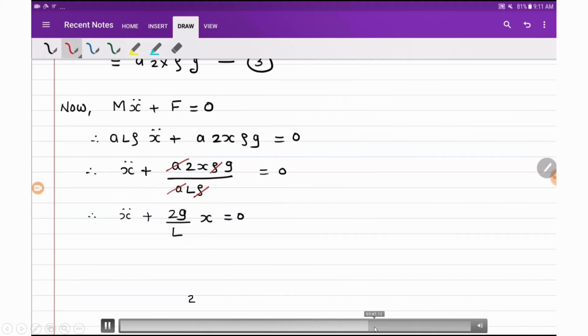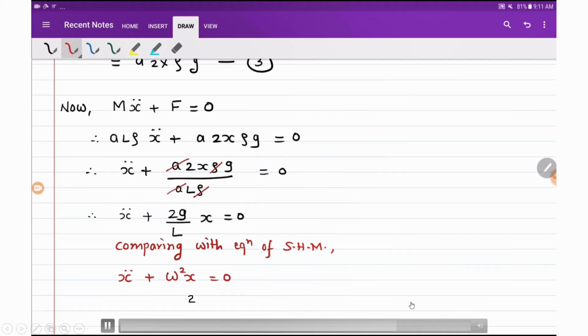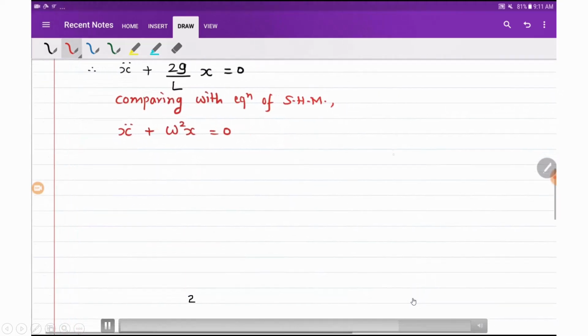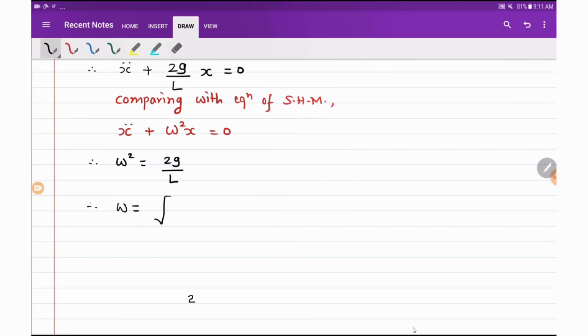And now we can compare this particular equation with the equation of simple harmonic motion. So it is x double dot plus omega square x is equal to 0. So omega square has to be equal to 2g upon L. So we can say that omega will be equal to square root of 2g upon L.